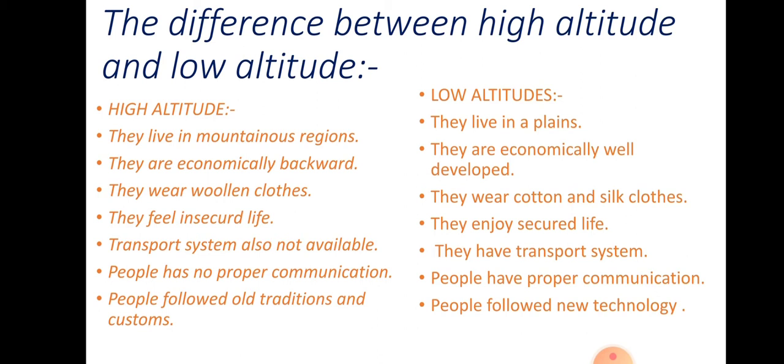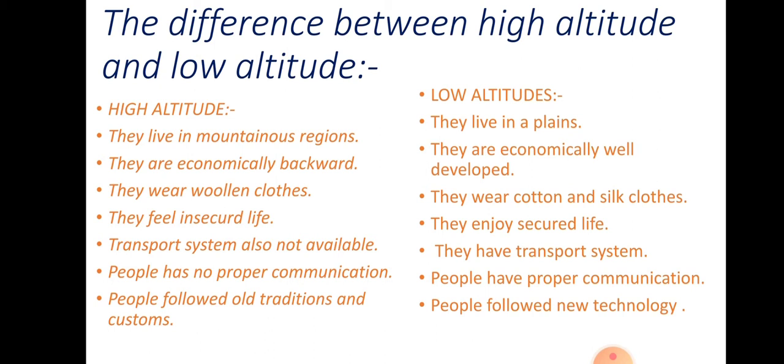So let's see the difference between high altitudes and low altitudes. Altitude means highest places. High altitude means the top of the mountains or the top of the hills. Low altitude means plains. Flat areas are called plains. High altitude people live in a mountainous region.